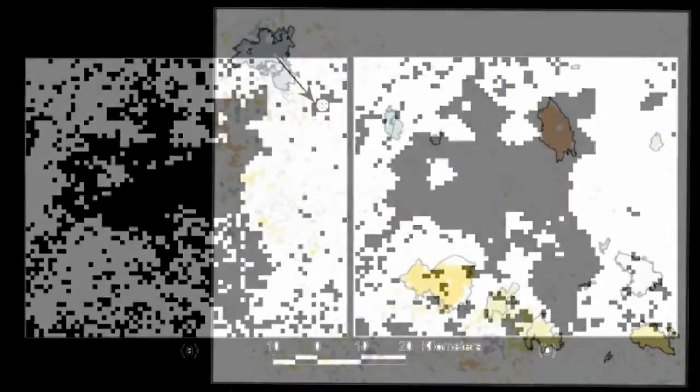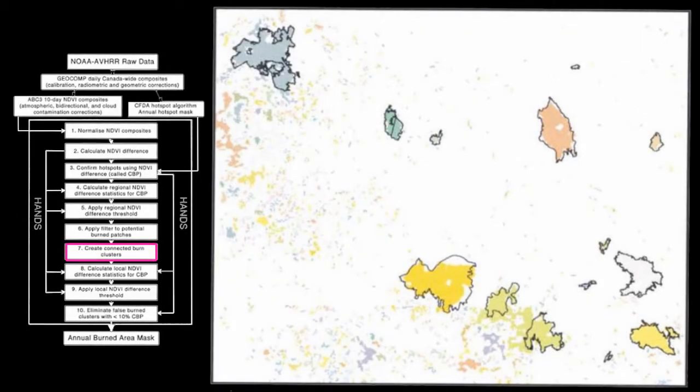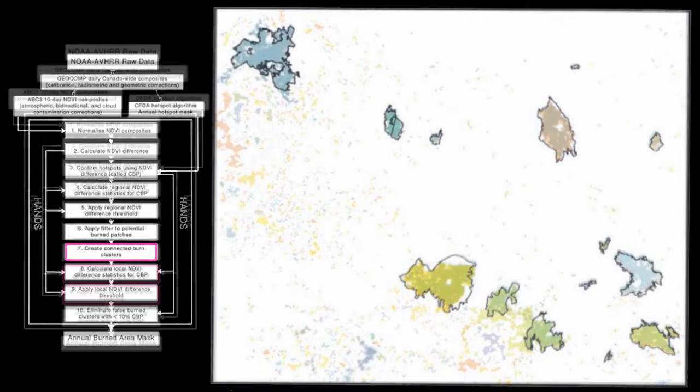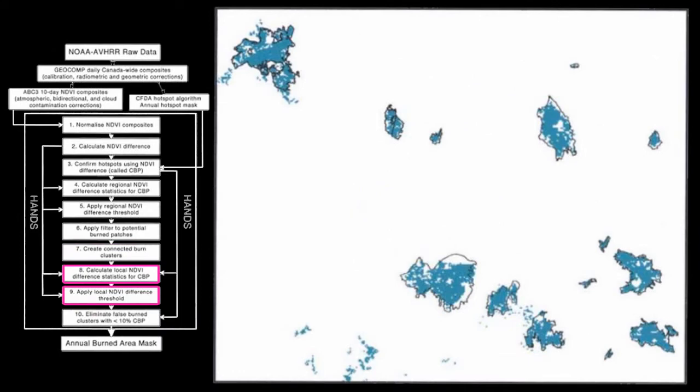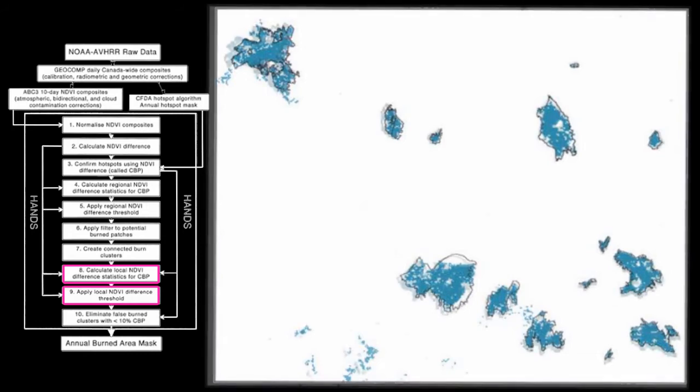The figure shows the results after the filter was applied. Then the burnt pixels were connected, clusters were created, and a unique code was assigned to each one of them. In the next two steps, the NDVI difference statistics was calculated again, using the mean and standard deviation of local, not regional, NDVI differencing for confirmed burnt pixels, and another threshold was applied.